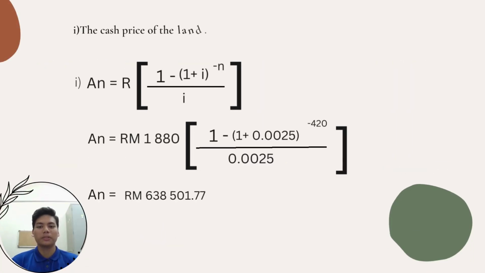For number one Roman, the cash price of the land. If we need to find the cash price of the land, we need to use the present value formula, that is An equals R times [1 minus (1 plus i) to the power of negative n] over i. So the answer is RM 638,501.77.